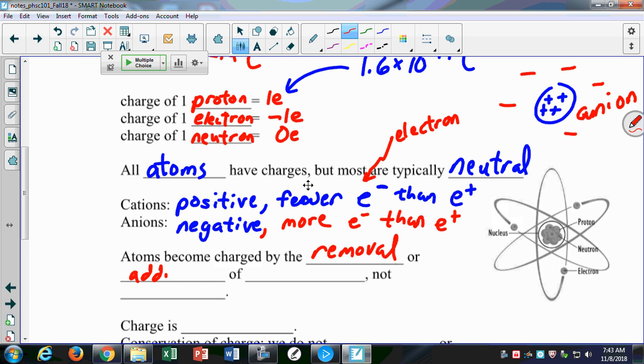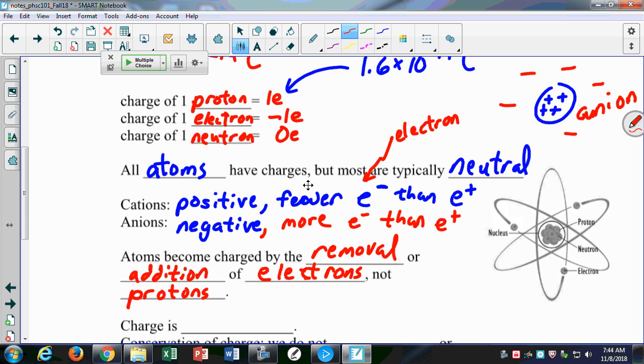All right. Atoms become charged by the removal or addition of what? Electrons or protons? Electrons. Right, electrons. Because electrons are easy to strip away. They're just not very tightly bound. We'll talk about this in the very last chapter, in our nuclear chapter. That's when we'll talk about how atoms can change by shifting around protons. But for now, we're just going to talk about atoms becoming charged by the removal or addition of electrons, not protons. It's very difficult to get rid of a proton, but it's relatively easy to take or give an electron.